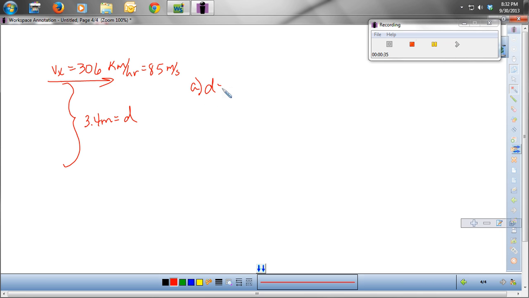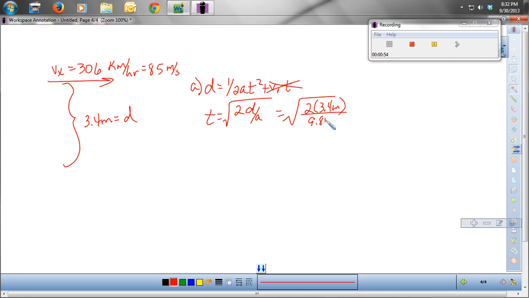Well, we have d equals 1/2 at squared plus vit. It has no initial vertical velocity, so that can go away. So t is going to be the square root of 2d over a. So that's the square root of 2 times 3.4 meters over 9.8 meters per second squared. When I took the square root of that, I got 0.83 seconds. So there was my time in the air.